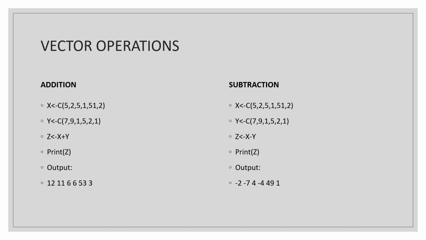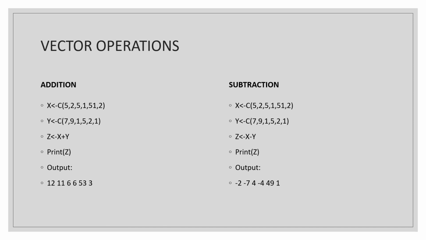Let us consider two vectors x and y, as x contains the following elements 5, 2, 5, 1, 51, 2, and y contains the following elements 7, 9, 1, 5, 2 and 1. So in order to get a vector which is a combination of both x and y, we use the basic operation, which means the new result element equals both the vectors which we need to add. Here the new vector is z and the vectors which need to be added are x and y.